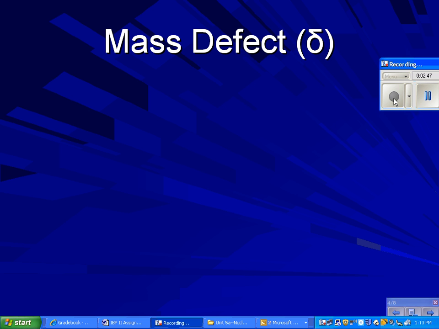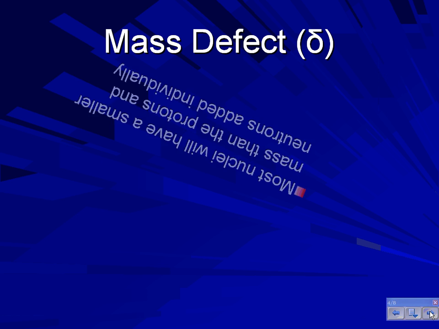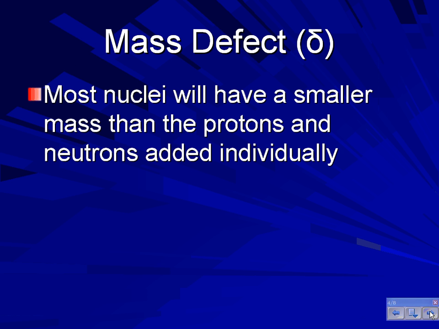Okay, here's where things get weird. You ready? If I look at a nucleus, the nucleus will tend to have less mass than if I add up the mass of all the protons and neutrons individually. So if I take carbon-12, 6 protons and 6 neutrons, and I find the total mass of 6 protons and 6 neutrons, that will be greater than the mass of a carbon-12 nucleus. There's mass missing. The amount of mass that's missing is known as the mass defect.